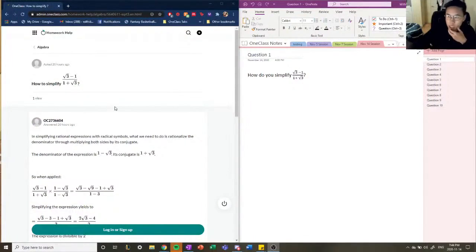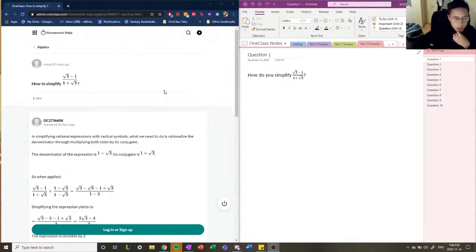Okay, cool. So the first question says, how to simplify the root of 3 minus 1 over 1 plus the root of 3. When we're simplifying, the question is asking us to reduce this into a form with fewer radicals and without the fraction too. So how do we simplify this?